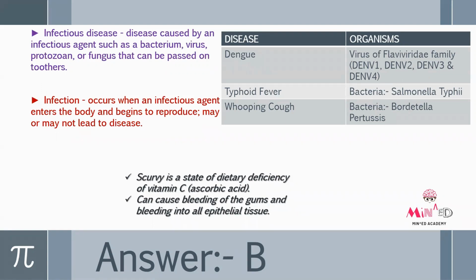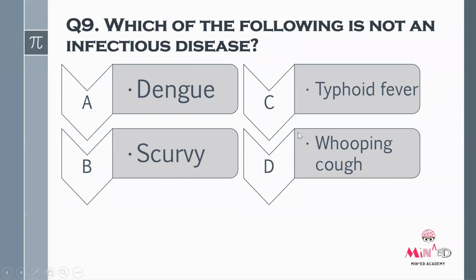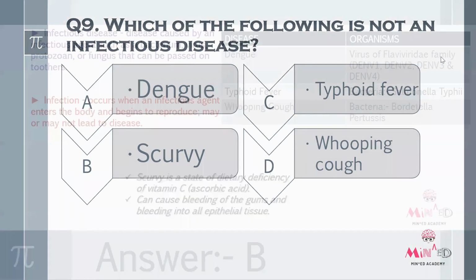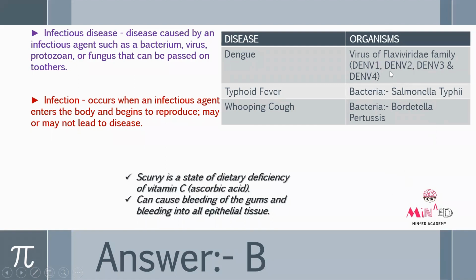Okay, so now we'll discuss the diseases, like dengue. Dengue is caused by a virus of the Flaviviridae family. Typhoid fever is caused by the bacteria Salmonella typhi, and whooping cough is caused by the bacteria Bordetella. Okay, so as you can see, we have discussed how dengue, typhoid fever, and whooping cough are caused. They have some agents which cause the disease.